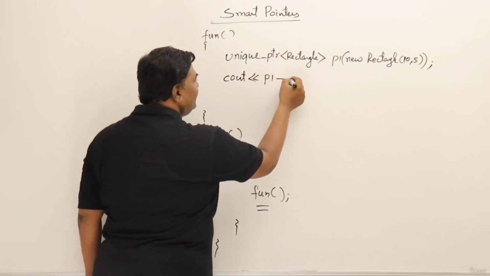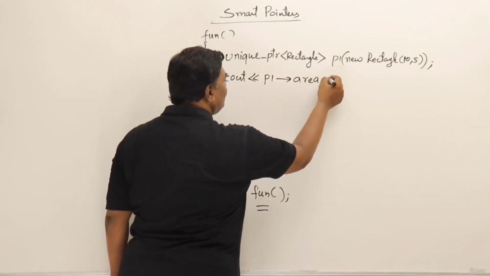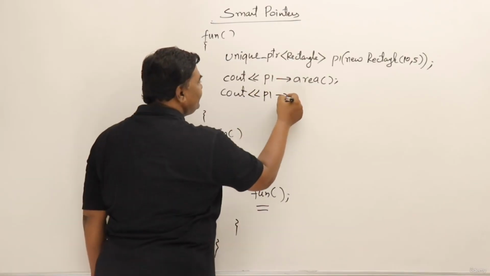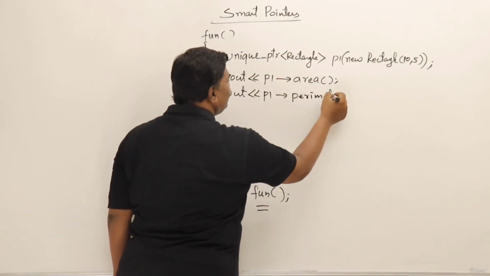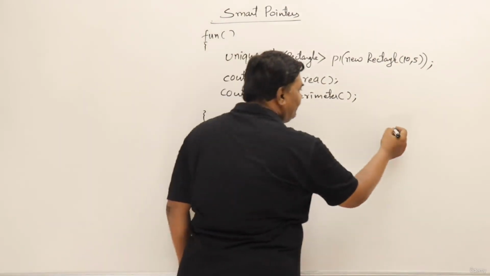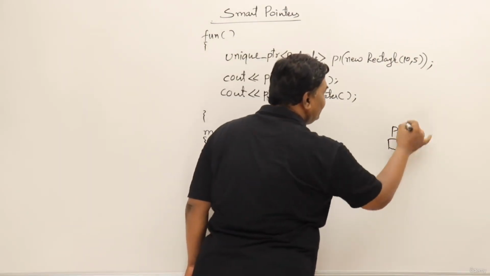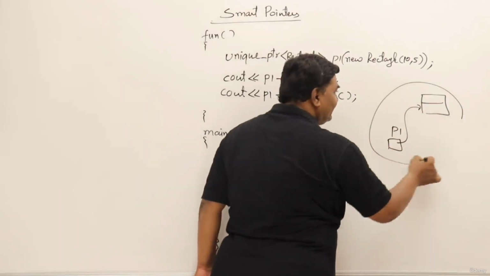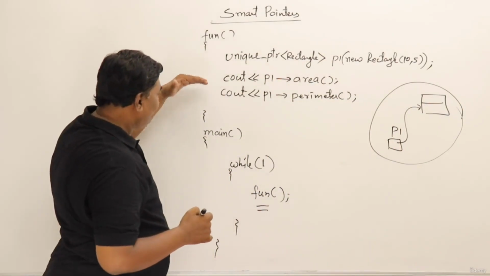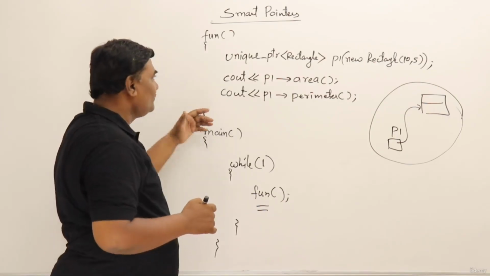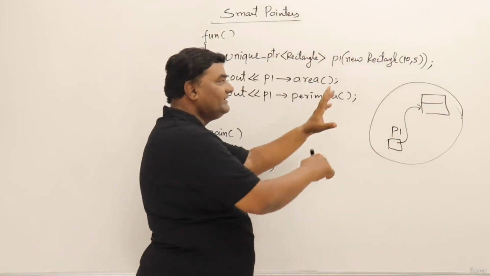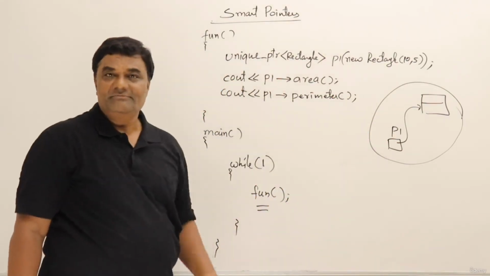I can say p1 caps area. I can call function area, cout p1 caps perimeter. Perimeter will be called, and that's all. So how this works is, a pointer will point to this one, and this whole thing is inside the unique pointer class. Now what happens is, once the function ends and it is going out of scope, then unique pointer p1 will be deleted. So automatically the rectangle object is also deallocated from the memory.